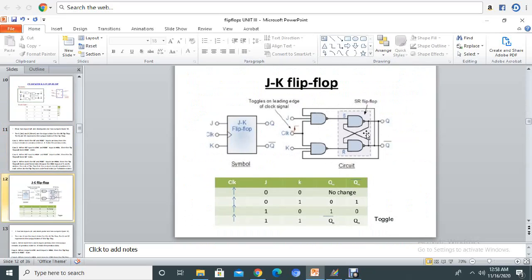The circuit diagram for JK flip-flop. This is the symbol for JK flip-flop. This is the truth table for JK flip-flop.